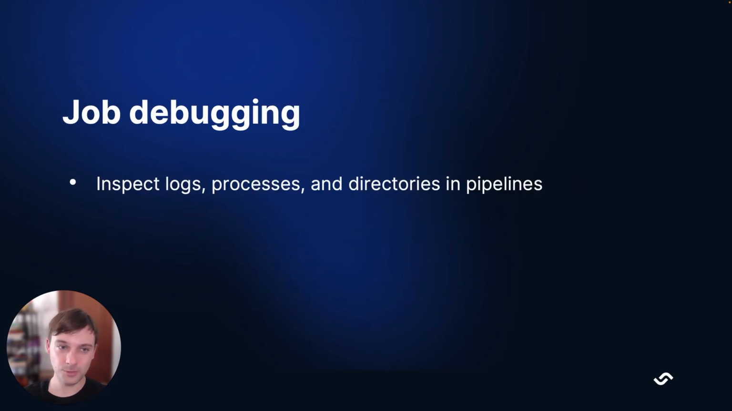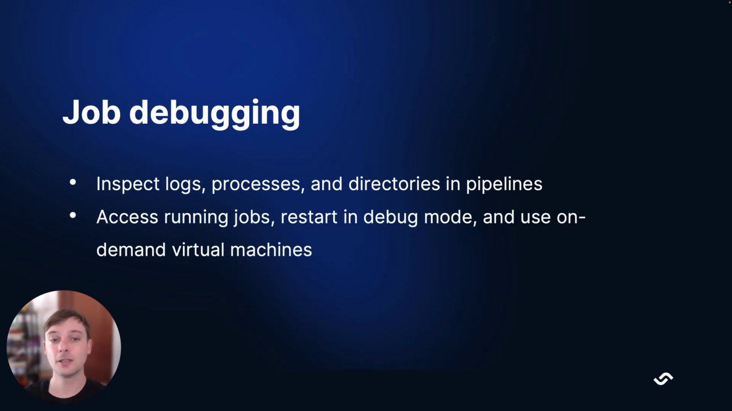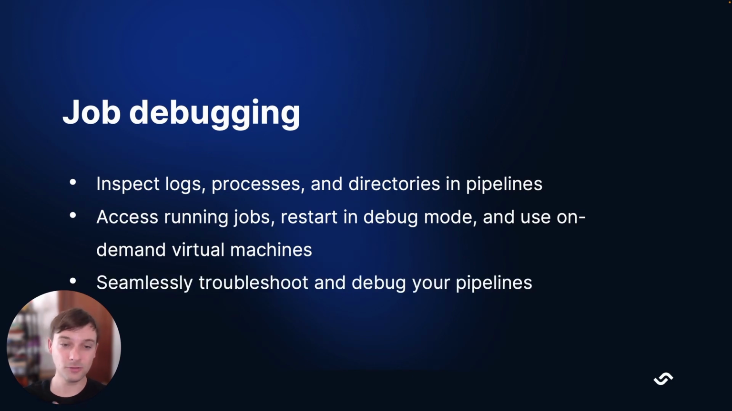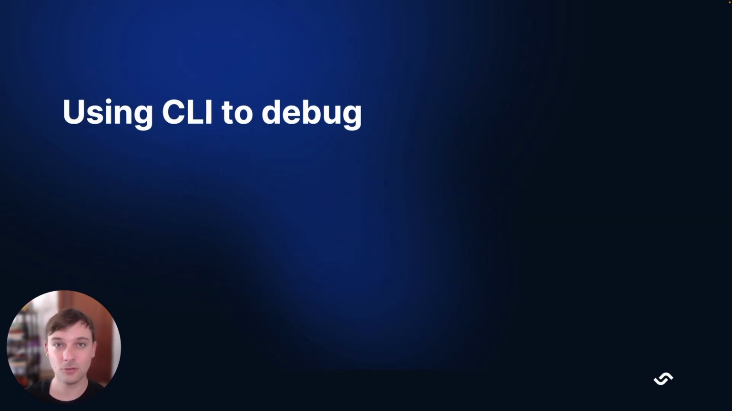Now, job debugging allows us to inspect logs, processes, and directories in our pipelines. It also allows us to access running jobs, restart them in debug mode, and use on-demand virtual machines. We can also seamlessly troubleshoot and debug our pipelines by accessing them directly. So let's check out what we are going to be doing.